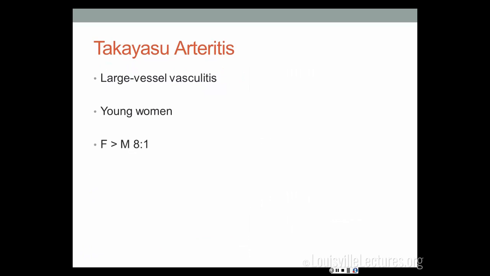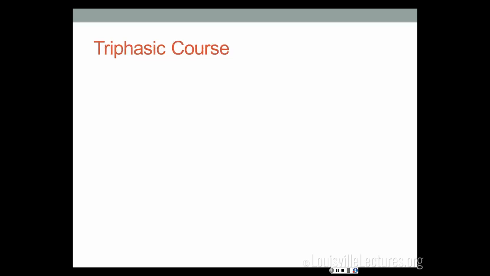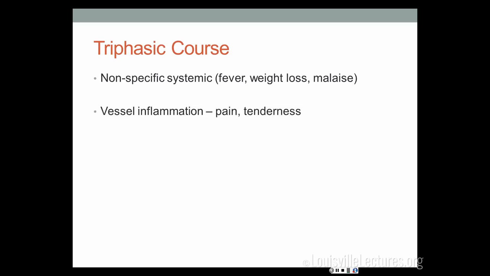Young women, this has a fairly strong female-to-male predominance, unlike GCA. Median age is much younger than GCA, and it is more common in Asians, but has been reported in every ethnic group. And usually presents in three ways. You can have the prodromal nonspecific fever, malaise, weight loss, and then they get vessel inflammation, and it may hurt, tenderness, pain, and then that vessel will scar and fibrose, and then their pulses disappear.